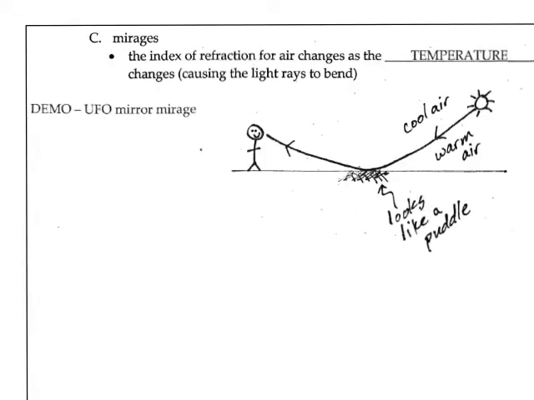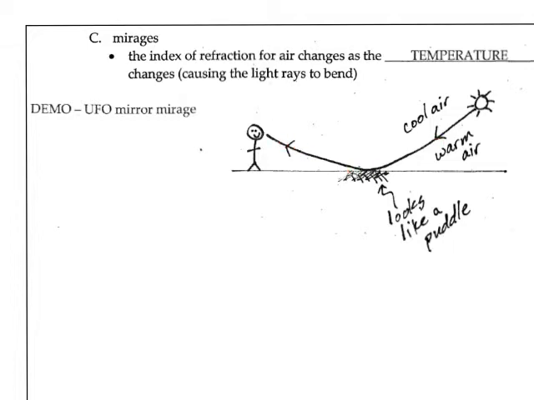And then the last effect of refraction would be a mirage. I don't know if you've ever looked down the road on a hot day. If you look further down the road, sometimes it looks like the surface is really shiny and it seems like there's a puddle there, but then when you get closer to it, it's actually very dry. Well, what's happening is the index of refraction for the air is going to change as the temperature changes, so that causes the light rays to refract or bend.